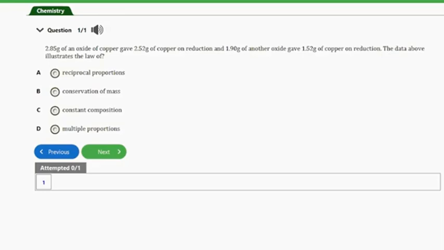It says: 2.85 grams of an oxide of copper gave 2.52 grams of copper on reduction, and 1.90 grams of another oxide gave 1.52 grams of copper on reduction. The data above illustrates the law of... Alright, in order for us to get the answer to this question, we are going to solve this together. So let's quickly zoom into our workspace.